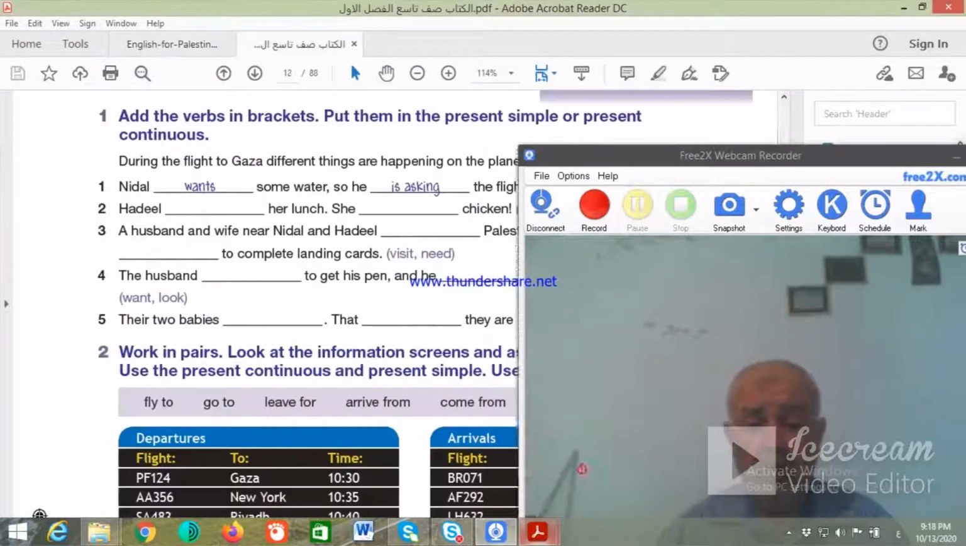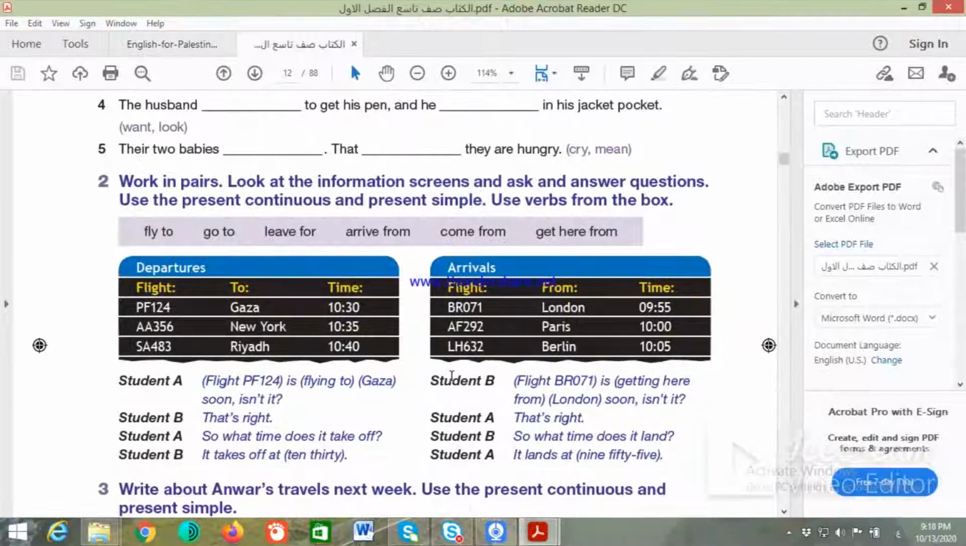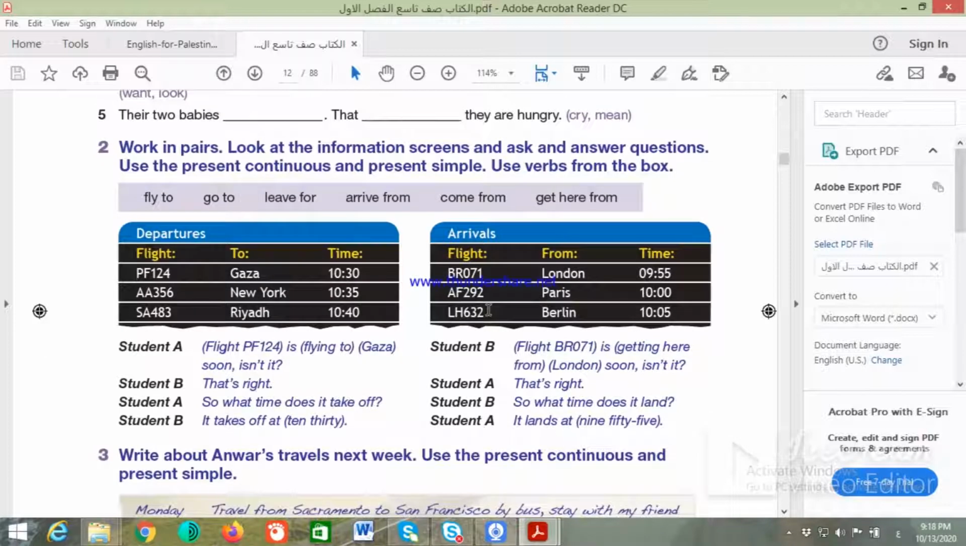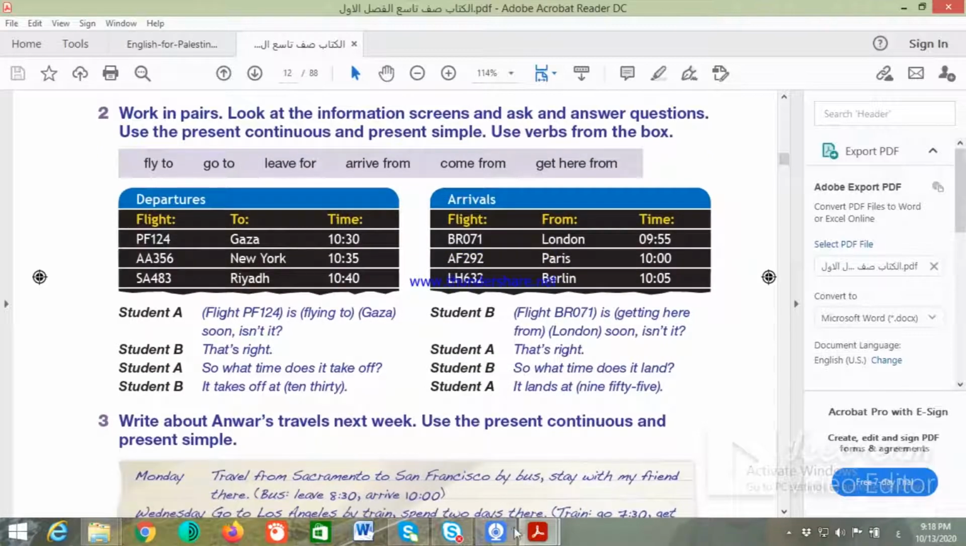We will move to another activity. Here I see a schedule. Work in pairs. Look at the information screen and ask and answer questions. Use the present continuous and the present simple. Use verbs from the box. Now I will give the verb meaning and try to guess with me, okay?